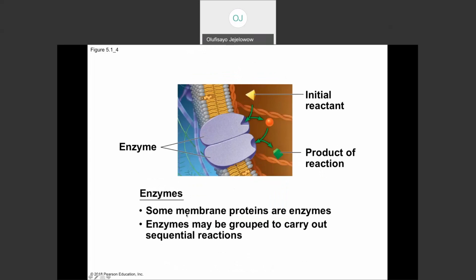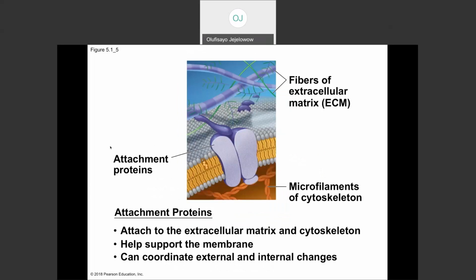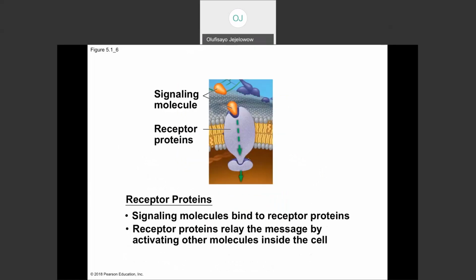Enzymes: some membrane proteins are enzymes, and they may be grouped to carry out sequential reactions that are essential for life and survival. Attachment proteins attach to the extracellular matrix and the cytoskeleton, helping to support the membrane and coordinate external and internal changes. Signaling molecules bind to receptor proteins. Receptor proteins relay messages by activating other molecules inside the cell, such as cyclic AMP and so on and so forth.